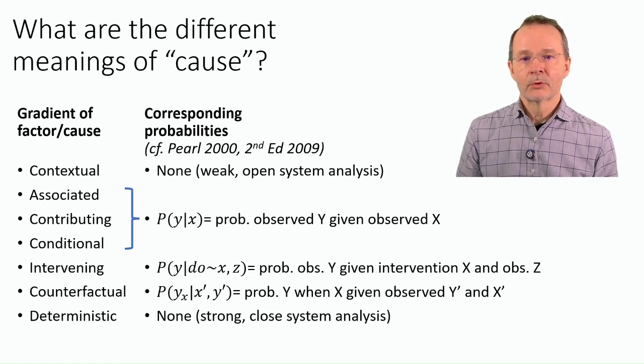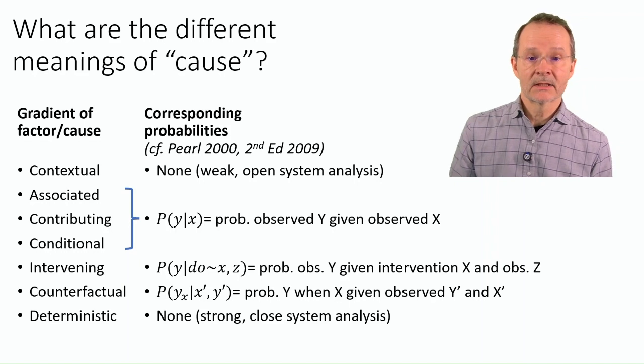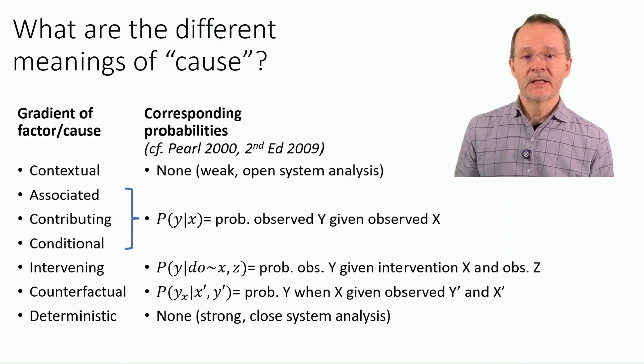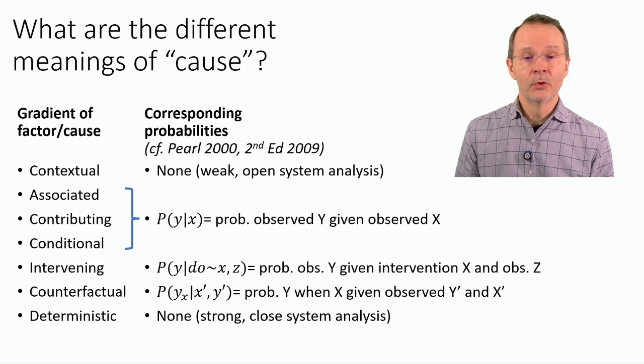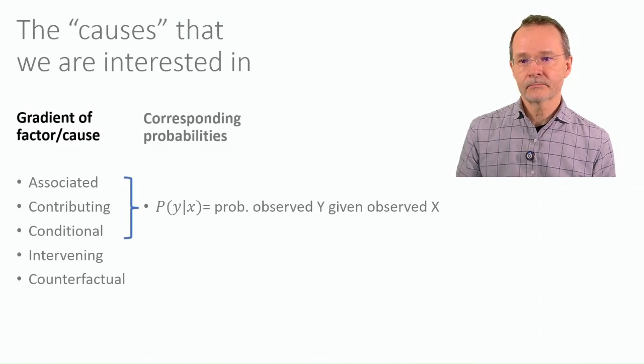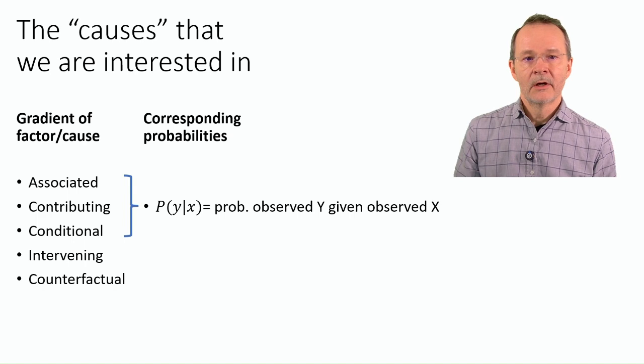A contextual cause is weak, vague, or cannot be identified by a clear mechanism. At the other extreme, a deterministic cause is so strong that a prediction could be exact, mathematical. X is in this case collinear or quasi-collinear with Y, and probabilistic calculation is therefore of no interest. Therefore, in causal analysis, we are only interested in the gradient from associations to counterfactual.